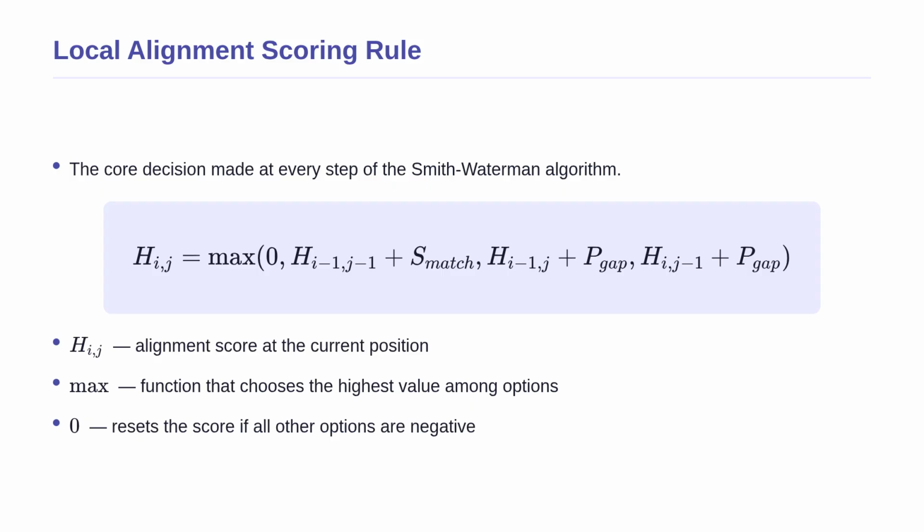But the most critical option is the 0 at the very beginning. This 0 means that if all other alignment options result in a negative score, the algorithm will just pick 0. It effectively cuts off the bad alignment and starts fresh, preventing negative scores from dragging down a good local match.